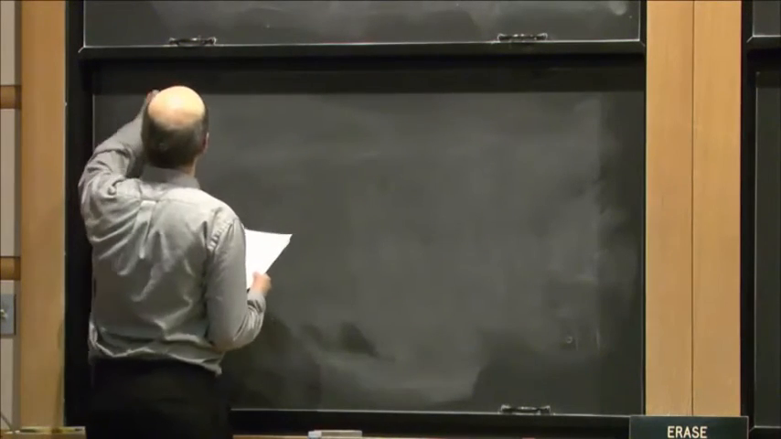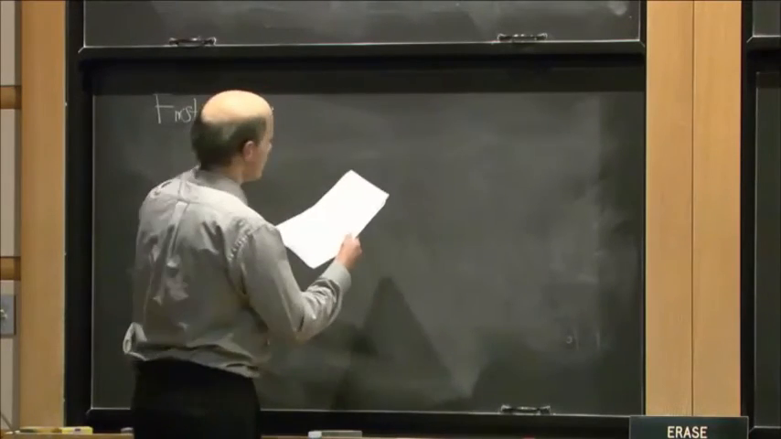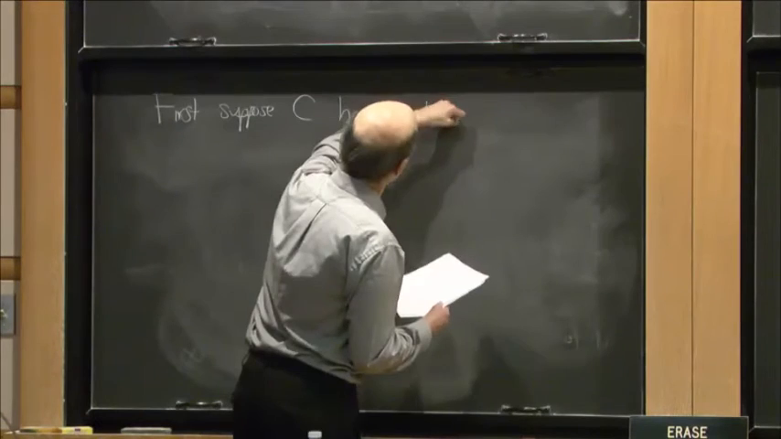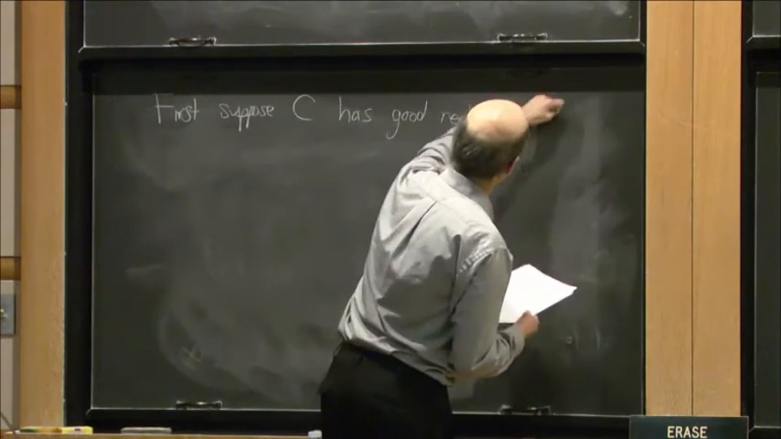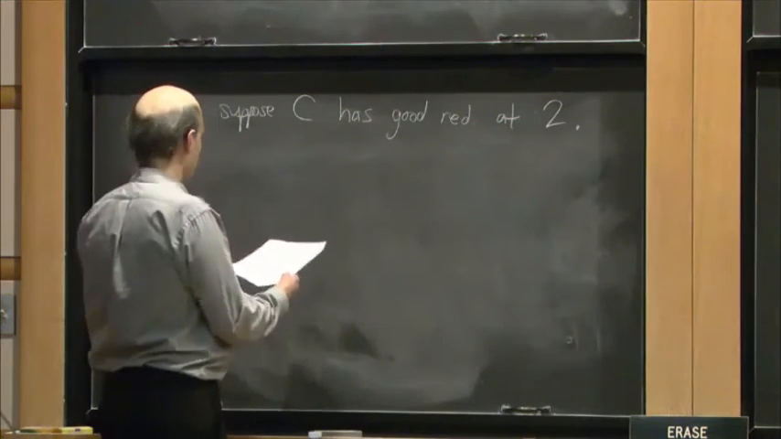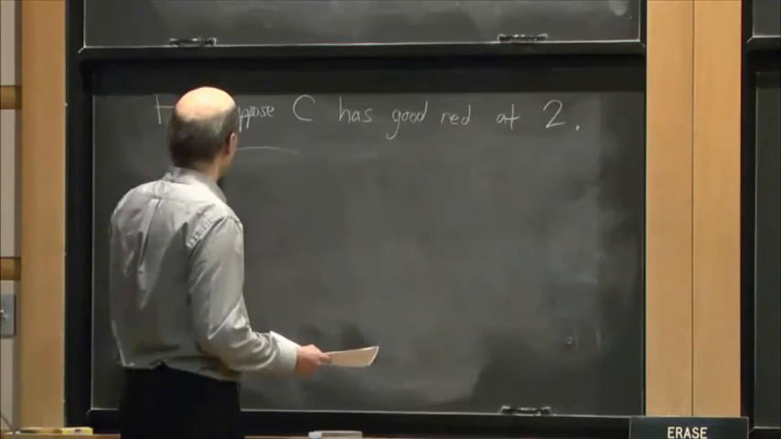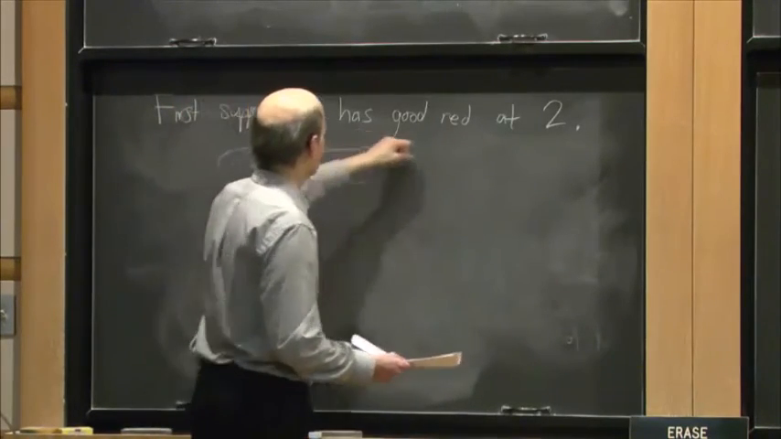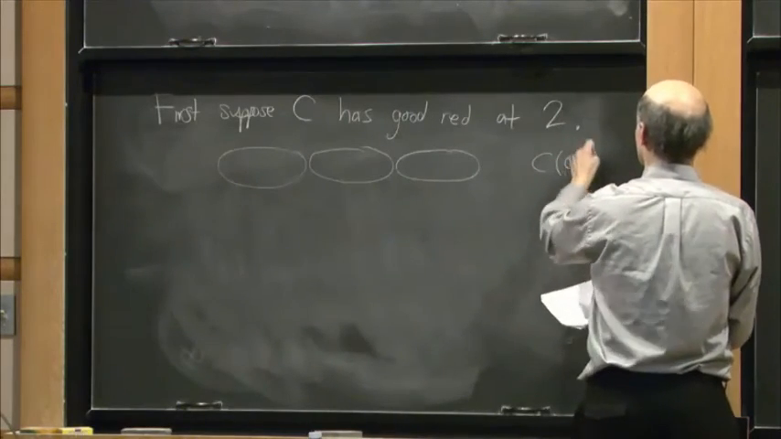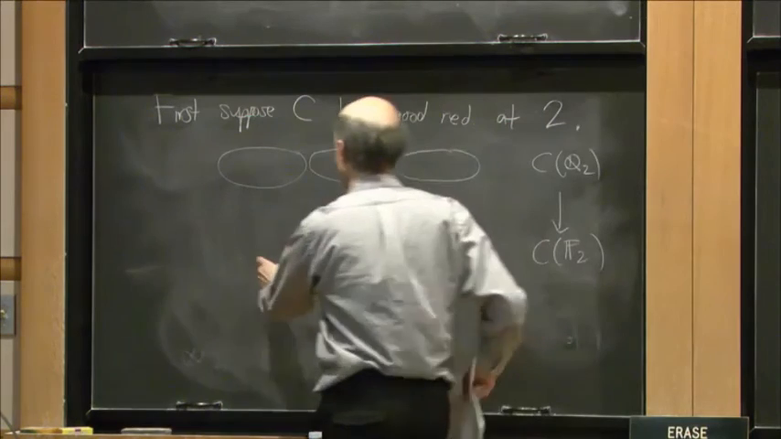Okay, so first, as a warm-up, let me think about the case. Suppose that C has good reduction at 2. What does C of Q2 look like? Well, it looks like a bunch of residue disks, and then there's a reduction map to the F2 points.